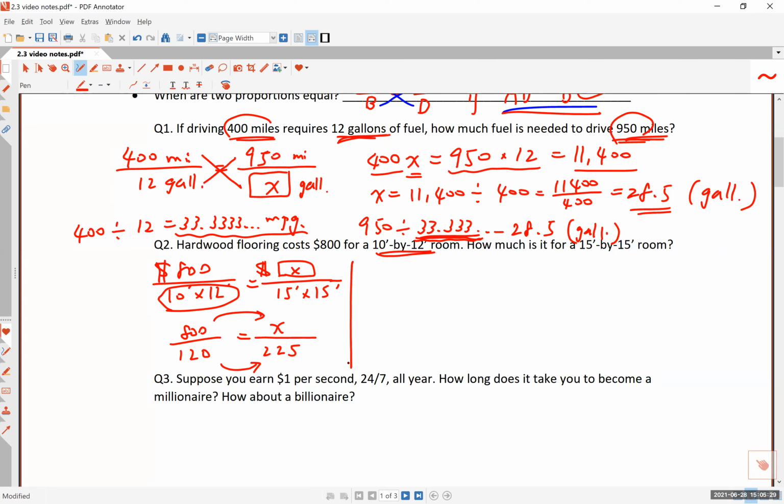Again, keep that in mind so that if you ever get a ridiculously big or small number, then you know that something is going wrong, right? Now you can do cross multiplication. 120 times x, that's this times that, is equal to 225 times 800, and that, do I have that number? I don't have the number, but I'll calculate that in just a moment.